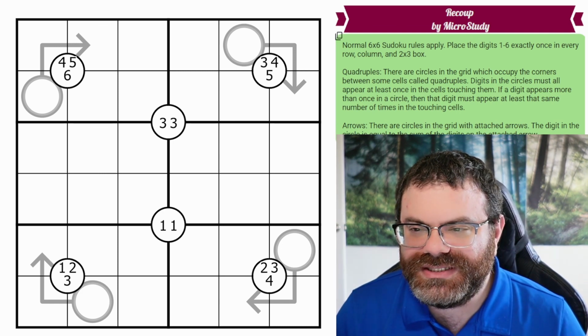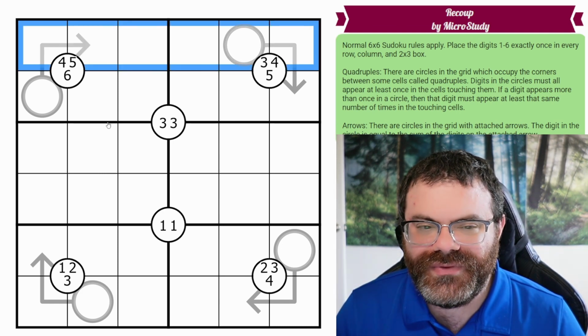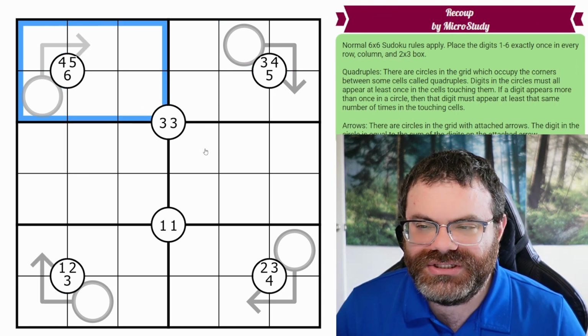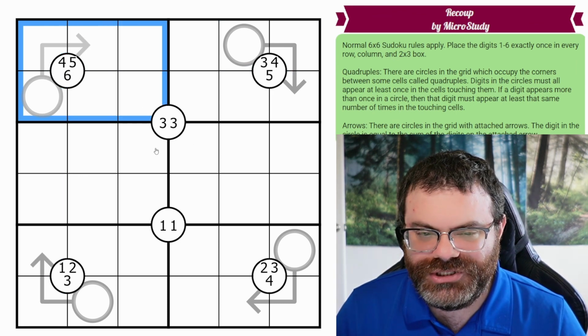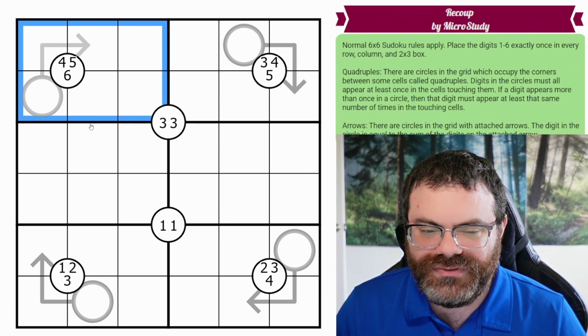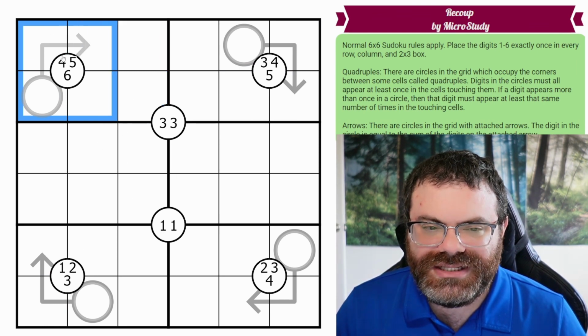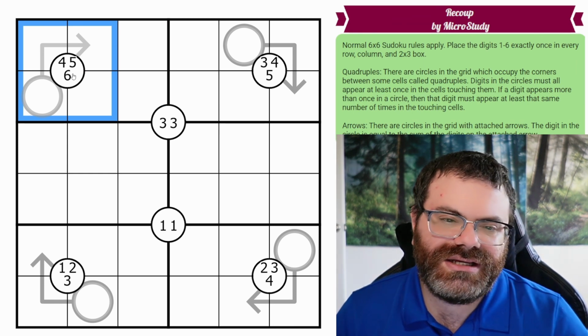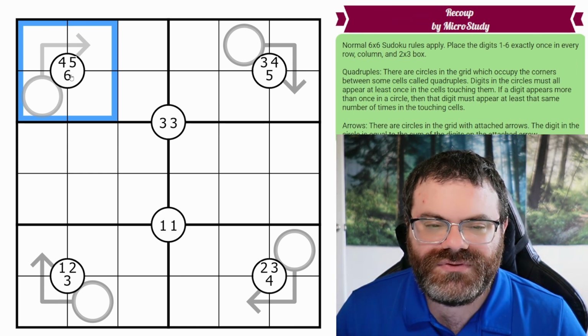So we have normal 6x6 Sudoku rules. So in every row, every column, and every 2x3 box, we are placing the digits 1 to 6 exactly once each. Additionally, we have quadruples in the grid. So that's these circles that are touching 4 cells. And so the digits in the circle have to appear at least once each in the surrounding cells.